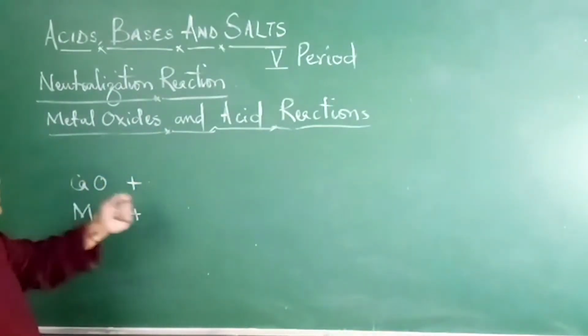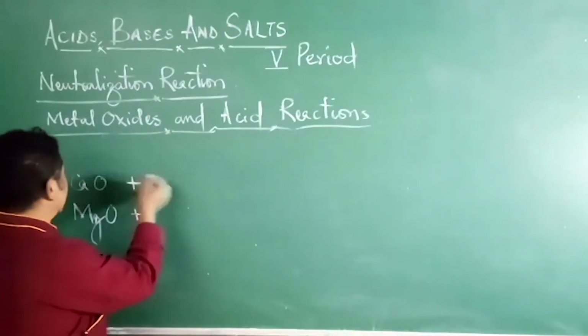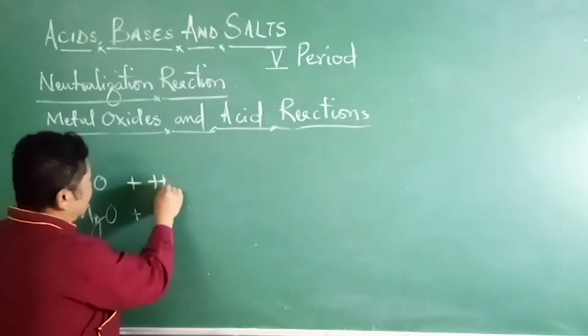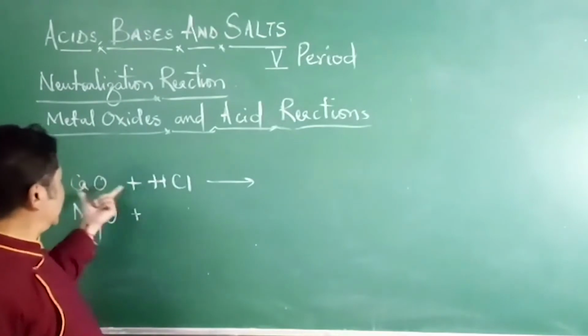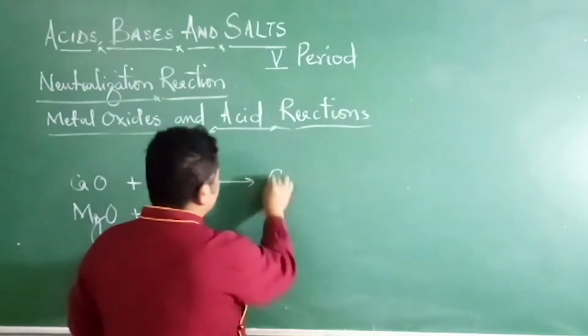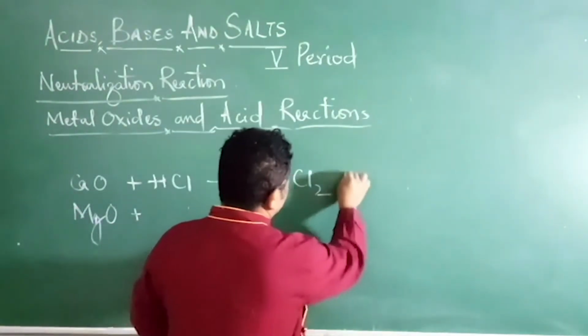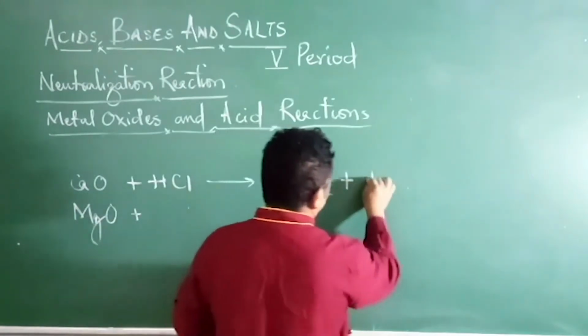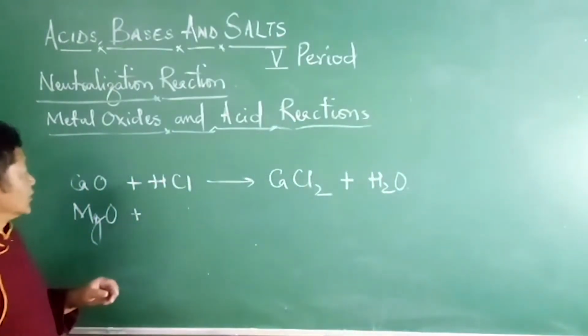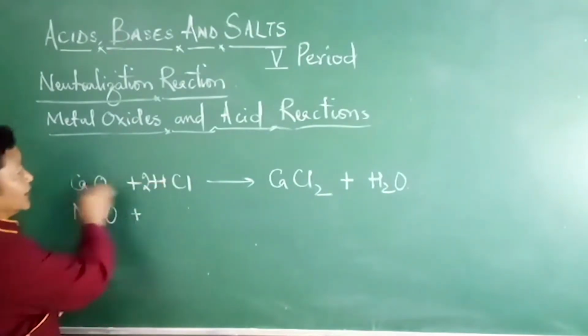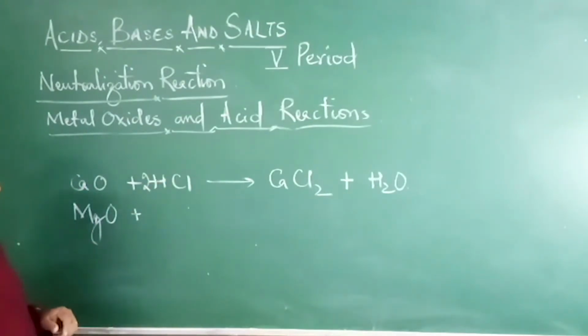Take a metal oxide with an acid, like hydrochloric acid. The reaction gives calcium chloride and water. Calcium chloride and water, and then balance the equation.